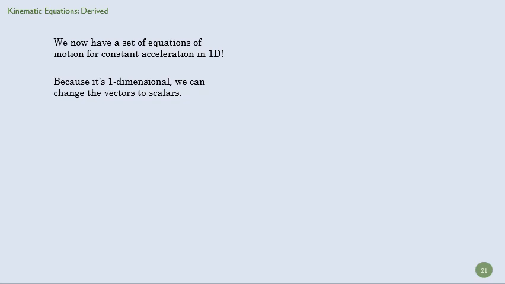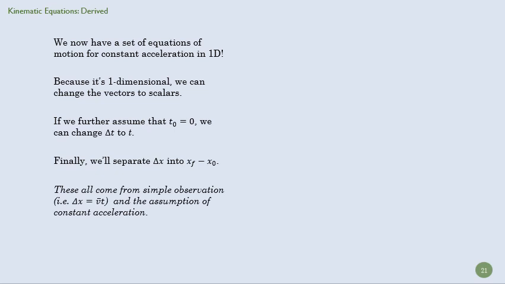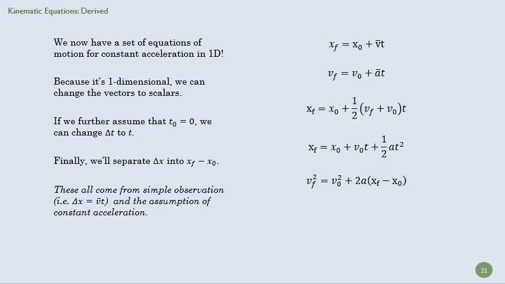So that gives us our set of equations here. We're going to make a couple of changes to it. We're going to just change it into a 1D equation. We'll change it back into 2D later. We're going to assume that our t naught is 0, so we're just going to call delta t just t. And then we'll make another little small change. And these are our kinematic equations.